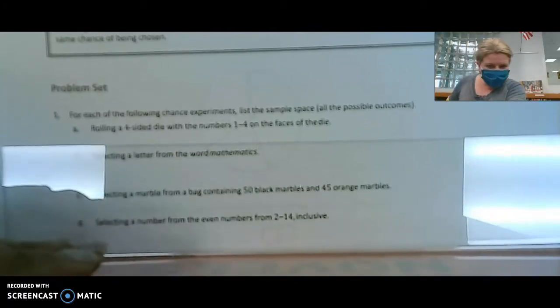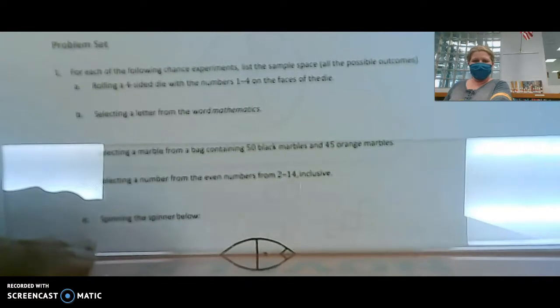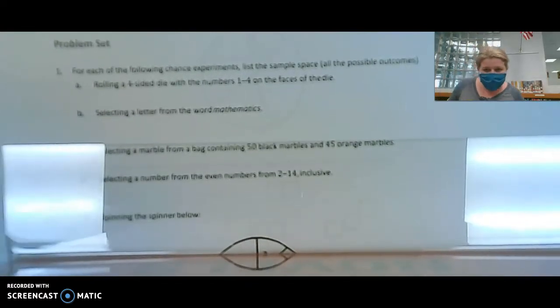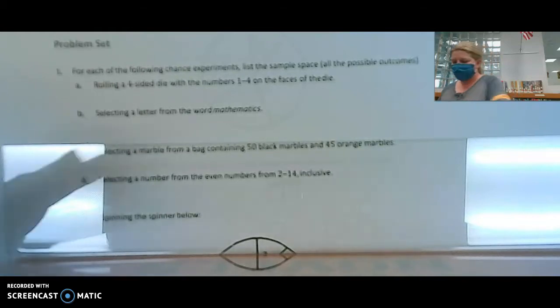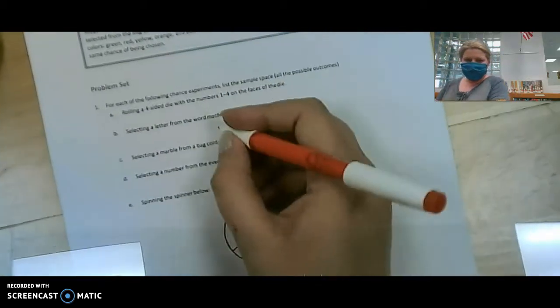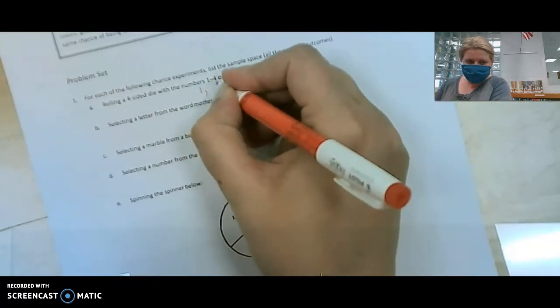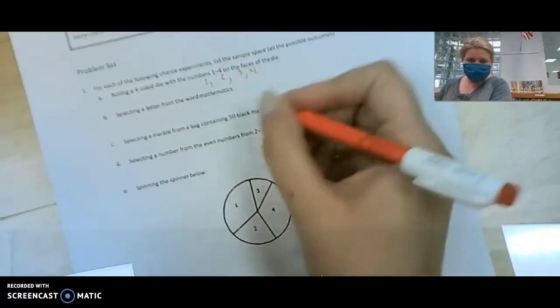So if we have a four-sided die with numbers 1 through 4 on the faces of the die, then we could get 1, 2, 3, or 4.